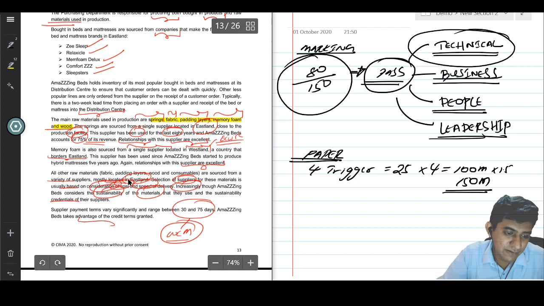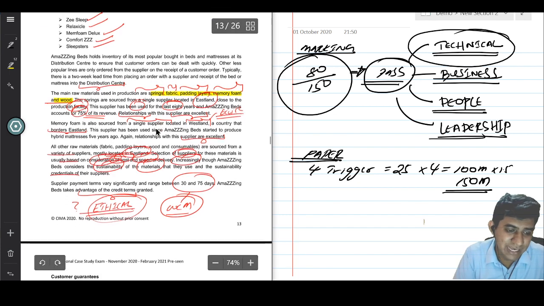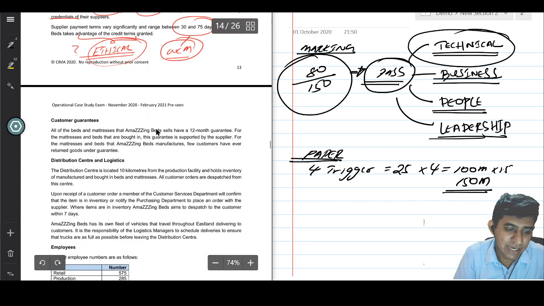Amazing Bed takes advantage of the credit terms that are granted. So they take the advantage, but you need to also see ethical issues. If they have money and they are taking advantage, you need to think about the ethical issue also. Coming down, students, we have the customer guarantees.